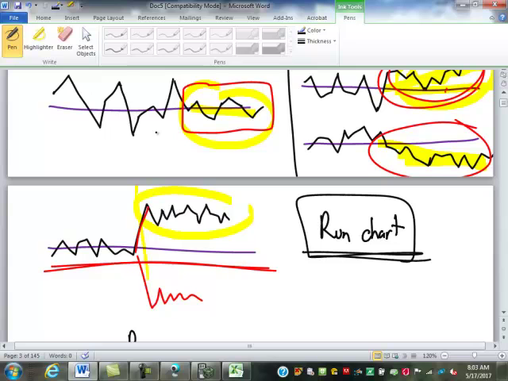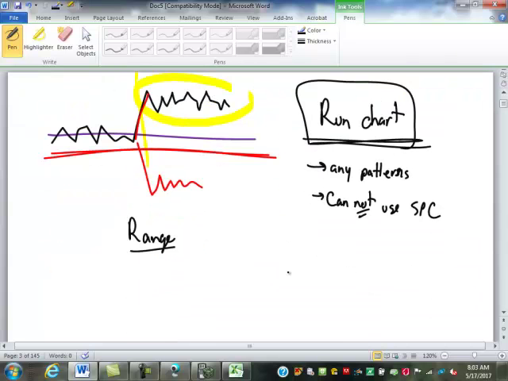So it's all common cause variation. That means we can apply SPC to it. If we have any of these visible patterns, we cannot use SPC because the process is not considered under control. We have to figure out what's causing those patterns before we can apply a process control, a quality control system to it.